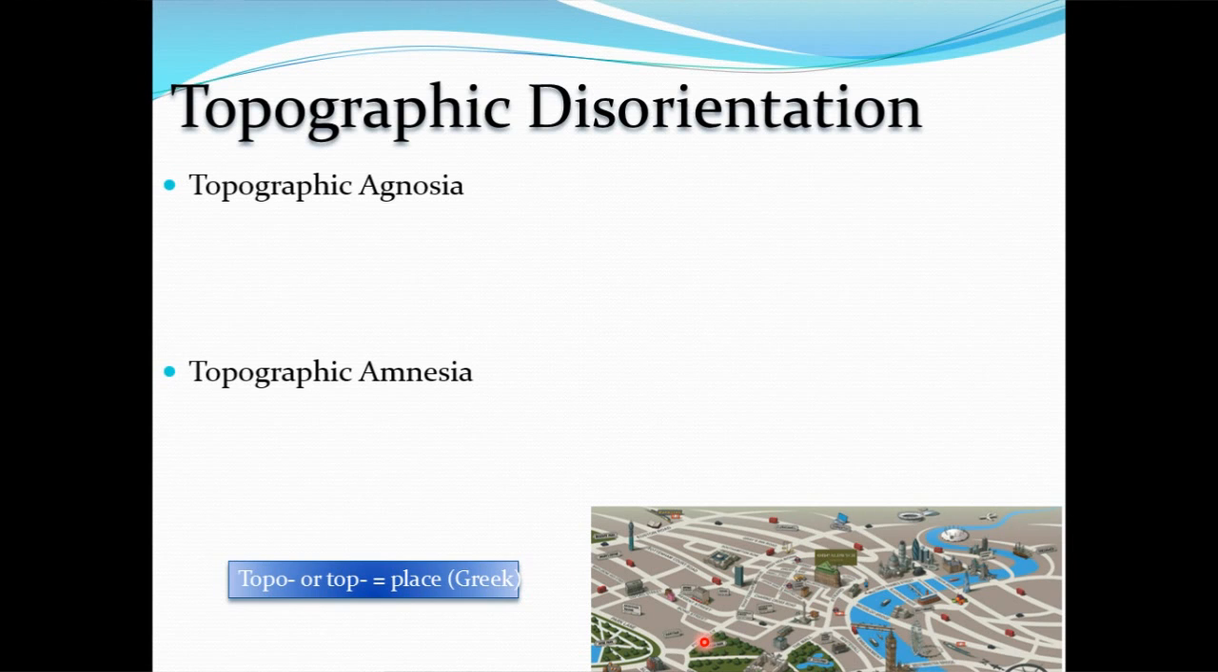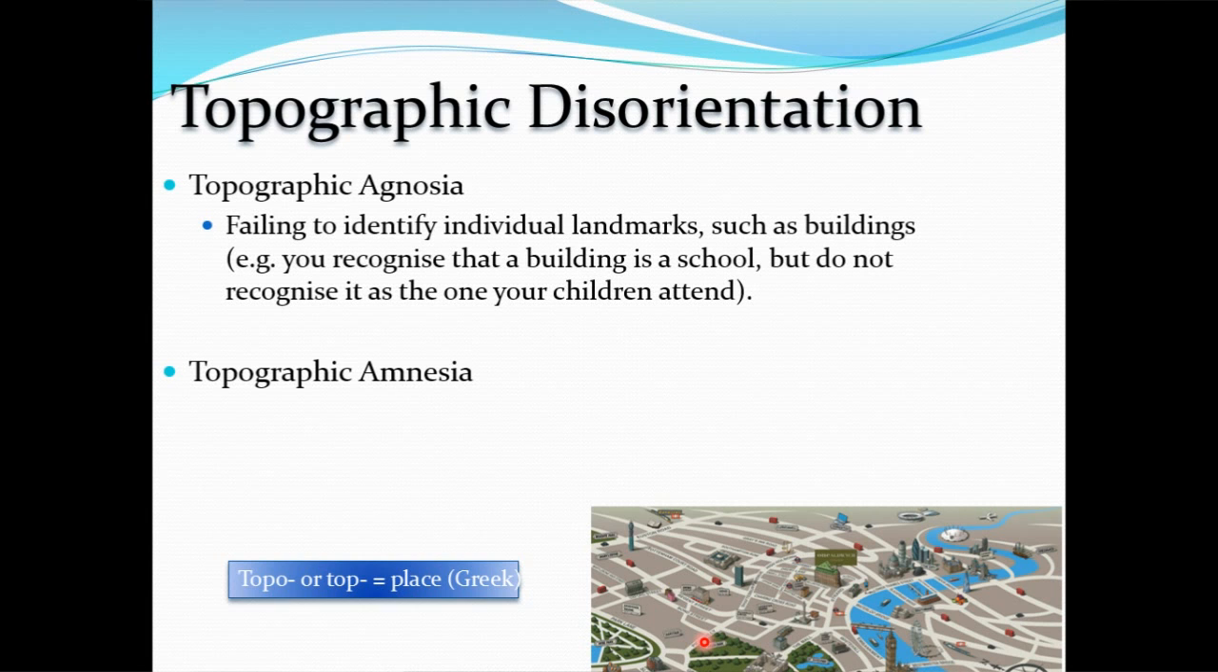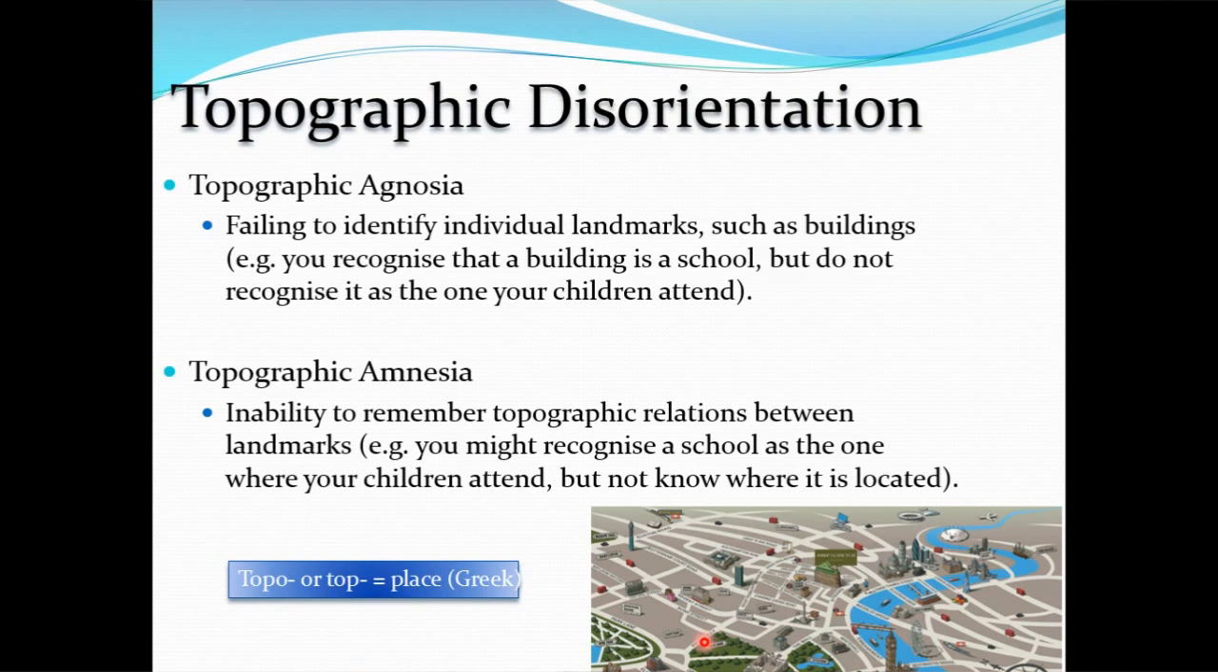And if they do, then you need to tease it out and try and figure out what is actually going on with this person. So you get topographic agnosia, which is the failure to identify individual landmarks, such as buildings. So, for example, you recognize a building as a school, but you do not recognize it as the school that your children attend. That's topographic agnosia. Topographic amnesia is an inability to remember topographic relations between landmarks. So you might recognize a school as the one where your children attend, but you don't know where it's located. You can't figure out where it is in relation to the other things.